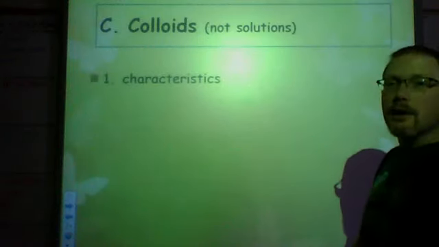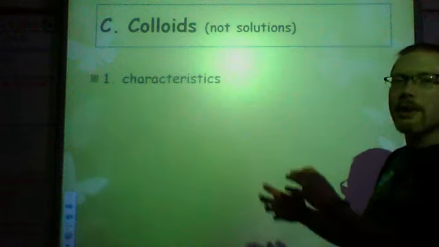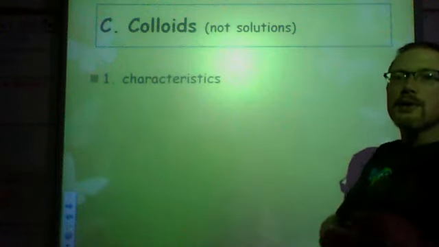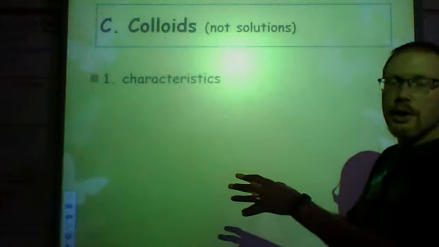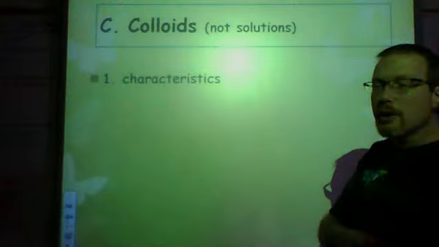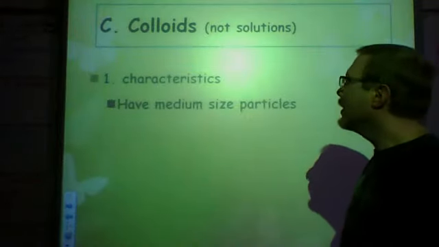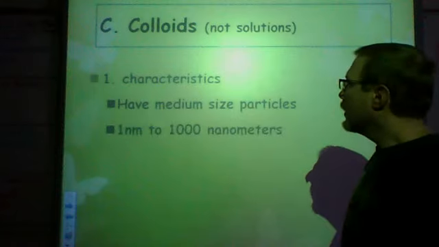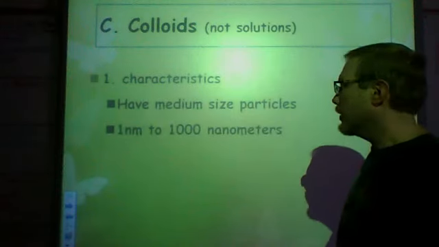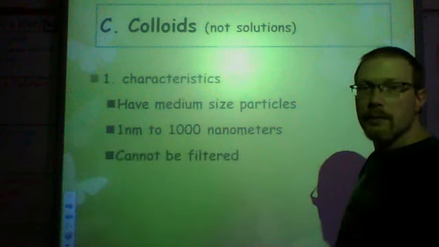Another kind of heterogeneous mixture are colloids. Colloids are somewhere between suspensions and solutions. Their particles aren't as large as the particles in the suspension, but they're also not as tiny as they are in solution. In a colloid, those particles are going to tend to be medium-sized, which, according to this, is going to be somewhere between 1 nanometer to 1,000 nanometers in diameter.